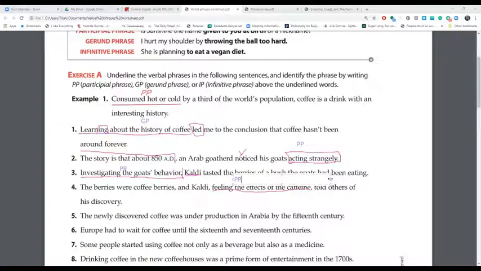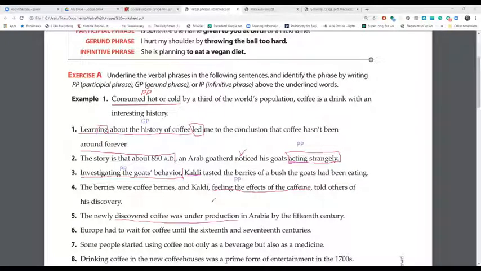I think most of these are going to be participle phrases. Yeah, so this is a participle phrase because it's modifying Kaldi. It's modifying this person again. Number 5, the newly discovered coffee was under production in Arabia by the 15th century. So here is going to be the phrase, discovered coffee was under production.